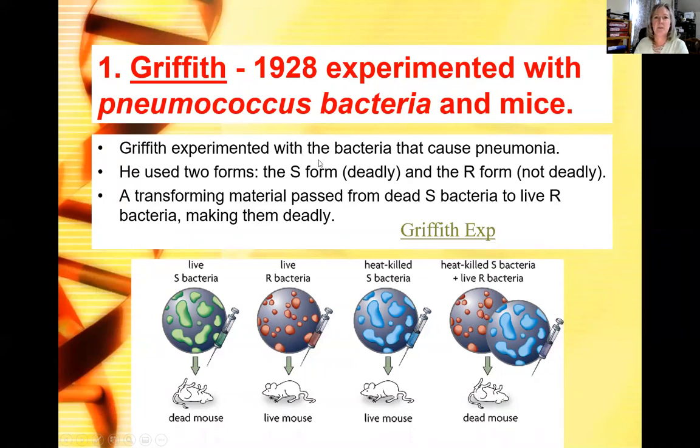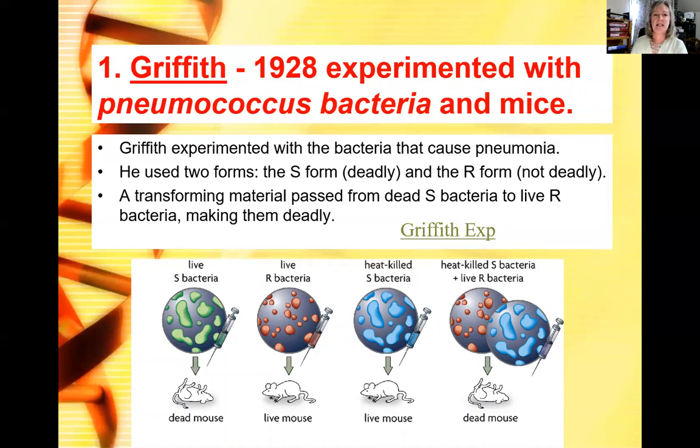But Griffith experimented with the bacteria that causes pneumonia. And there's 2 forms. One, the S form, is deadly and the R form is not deadly. So to prove this, he took some of the deadly bacteria, injected it into a healthy mouse, and the mouse died. And then he took the R bacteria and injected it into a mouse, and it survived.